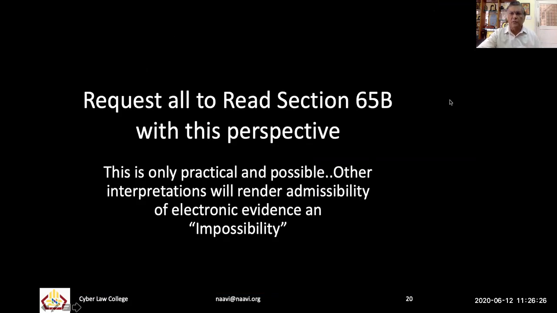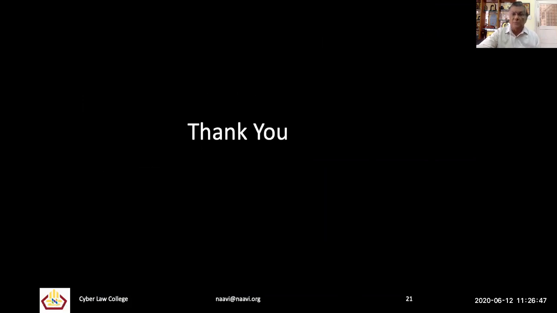I would request all experts to read section 65B with this perspective. This is the only practical and possible way of interpreting section 65B. Any other interpretations will render admissibility of electronic document as evidence an impossibility.